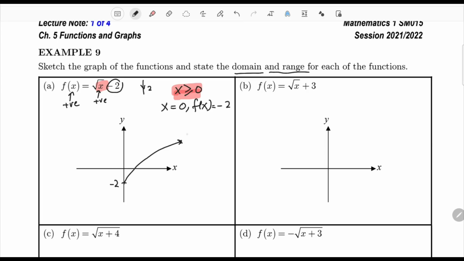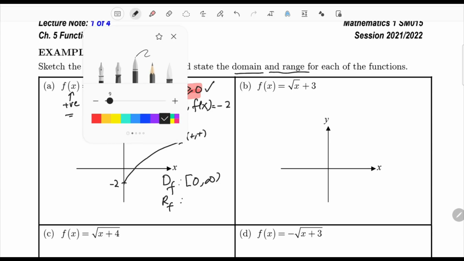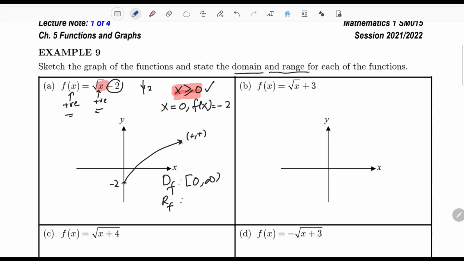So here this point will be positive, positive just now. Okay, so the domain will be 0, infinity. The range, if you look at the graph, starts from here and goes up. So that will be negative 2, infinity.